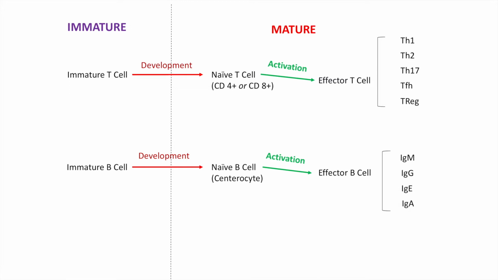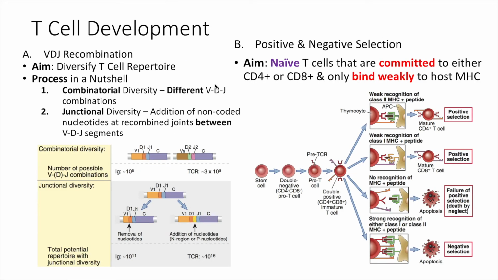Okay, and these activation processes will lead it to differentiate into an effector T cell or effector B cell. And on the right hand side, you can see all the different subclasses of your effector T cells or your effector antibodies, and this will be elaborated on more later. Alright, okay, so now we'll be talking about the development of the T cells.